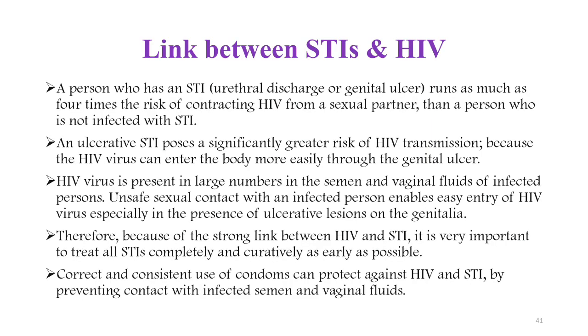What is the link between STIs and HIV? A person who has an STI runs as much as 4 times the greater risk of contracting HIV from a sexual partner than a person who is not infected with STI. That means there is 4 times greater risk of having HIV in case of STI. An ulcerative STI poses a significantly greater risk of HIV transmission because the HIV virus can enter the body more easily through the genital ulcer.